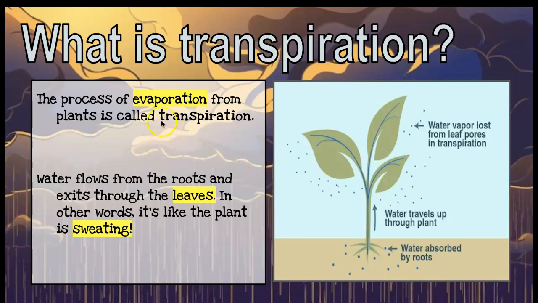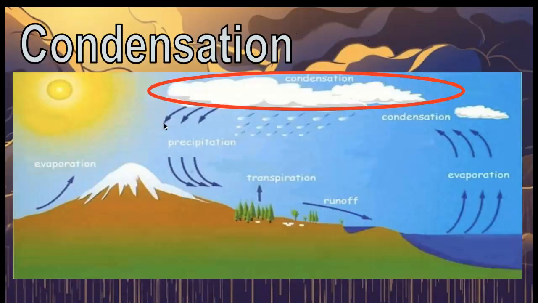A good way I remember it is the TR and then the TR in tree. Transpiration is evaporation from trees. Okay, and if you think of it, it's kind of like a plant sweating. That sweat then evaporates and goes up into the atmosphere.